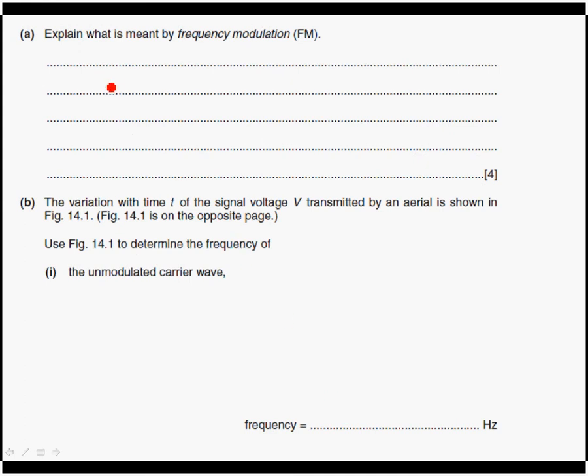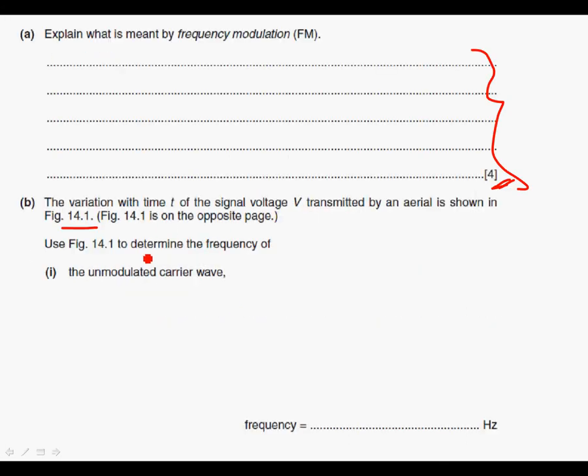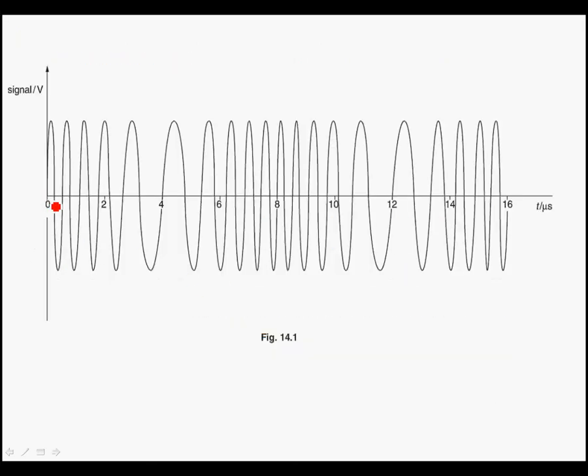Next question, define what is meant by frequency modulation. All 4 points that I've shown you before. Now this is an FM question here. The variation with time of the signal voltage is shown in 14.1. Now 14.1, it's here. This is the signal. I actually turned the page here. So the question is, determine the frequency of the unmodulated carrier wave. It has to be the unmodulated carrier wave because the modulated carrier wave has many frequencies.